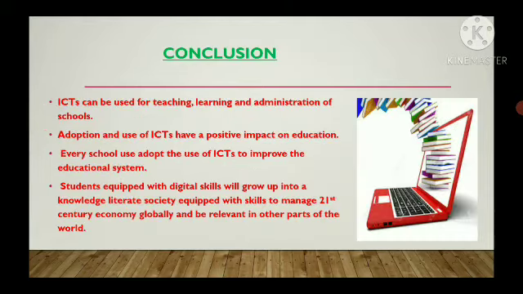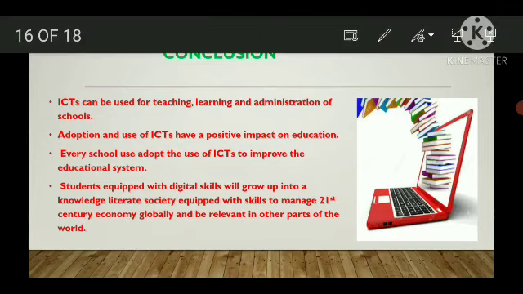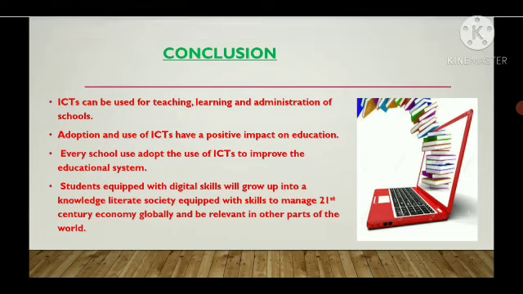The next point is the conclusion. There are some points of conclusion. First, ICT can be used for teaching, learning and administration of schools. Adoption and use of ICTs have a positive impact on education. Every school should adopt the use of ICT to improve the education system. Students equipped with digital skills will grow up into a knowledge literate society equipped with skills to manage the 21st century economy globally and remain relevant in other parts of the world.